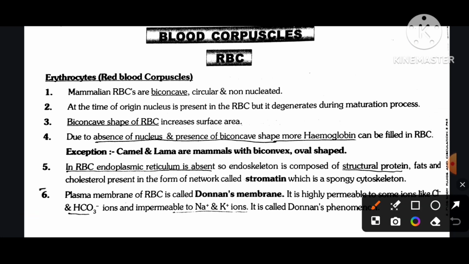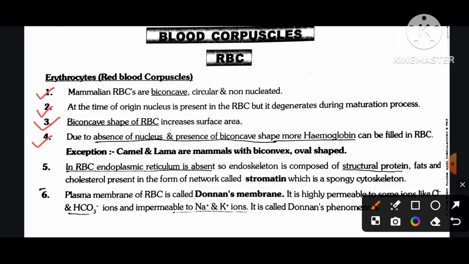Blood corpuscles. Erythrocytes, red blood corpuscles, RBC. Number 1, mammalian RBCs are biconcave, circular and non-nucleated. Number 2, at the time of origin, nucleus is present in the RBC, but it degenerates during maturation process. Biconcave shape of RBC increases surface area. Due to absence of nucleus and presence of biconcave shape, more hemoglobin can be held in RBC.